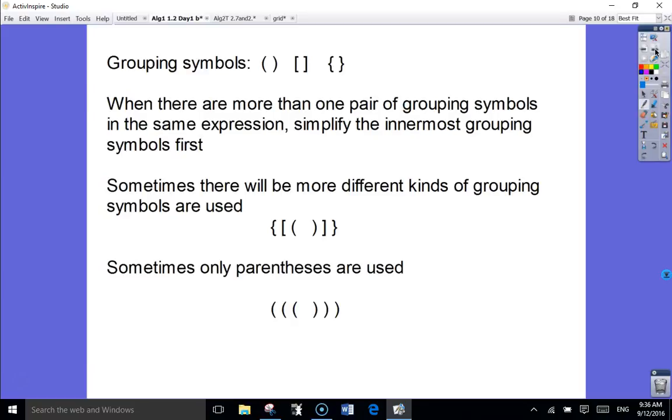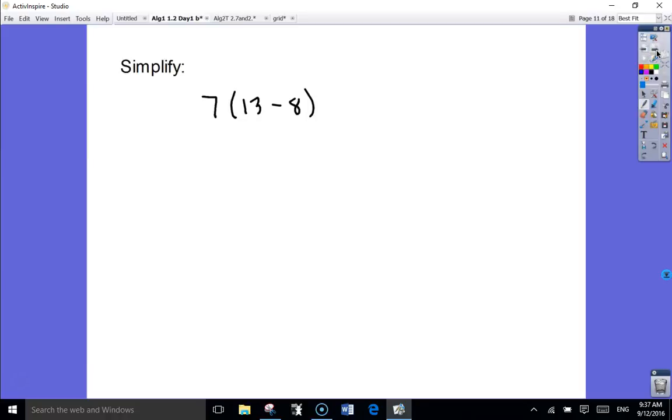Sometimes, honestly, we don't actually use different grouping symbols. It can be parentheses inside of parentheses. Just have to know, go to the inner ones first, simplify that, and then work your way to the outside. And actually, there's one other kind of grouping symbol that we've already done in here. Can you think what's another kind of grouping symbol we use? Did we do absolute value in here yet? No, we didn't. Okay, I was confusing it with another class. Okay, so grouping symbols. Simplify.